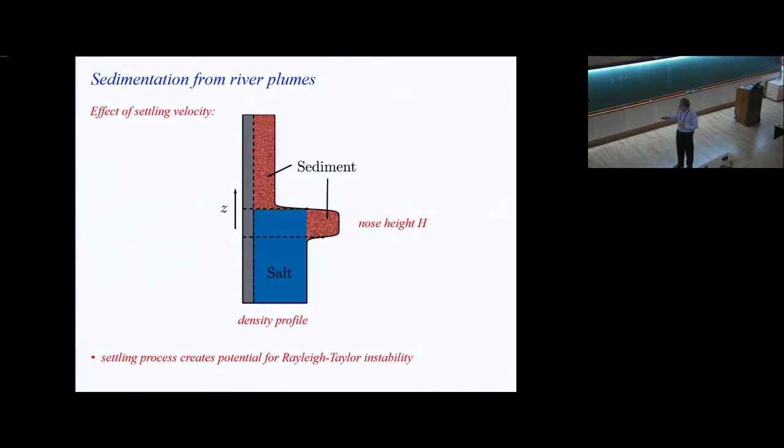And so that should have the potential of giving rise to a Rayleigh-Taylor instability, right? So we see the possibility to generate a Rayleigh-Taylor instability here, which is not related at all to different diffusivities. And then we saw earlier the possibility of having a double diffusive instability, which is not at all related to the settling velocity, right? So two very different mechanisms that can contribute to instabilities here in the interfacial region.